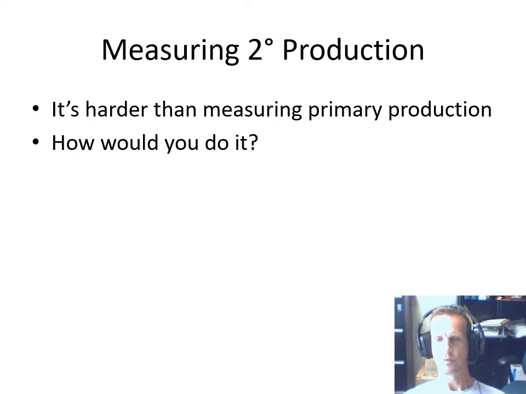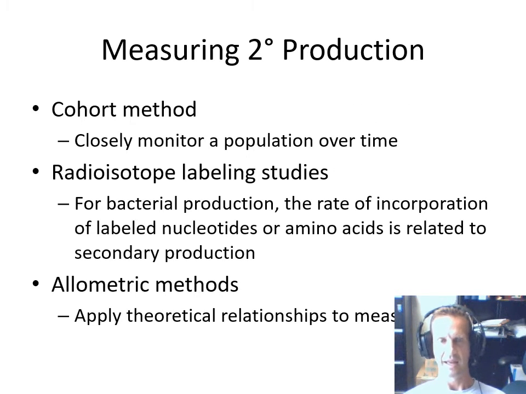Well, there's more than one way to do this, and I'll mention three. The first method, and the one that I'll talk about most in depth, is the cohort method, where you closely monitor a population over time. Basically, you take a lot of measurements of the organisms to see how big they are at the start of the time that you're interested in, and how big they are at the end of that time, and also how many there are at the start and how many there are at the end. And you can figure out with a little bit of multiplication what the overall increase in biomass of that population was over time.